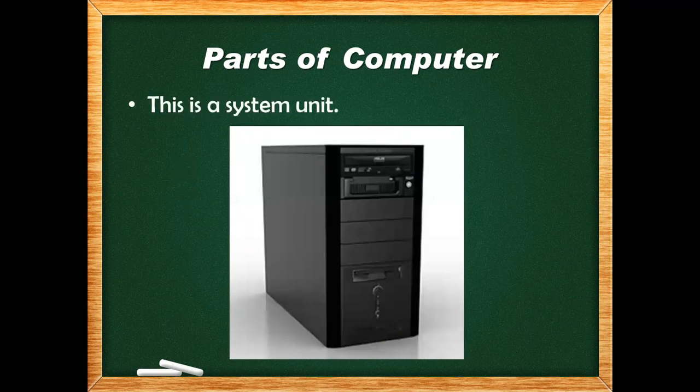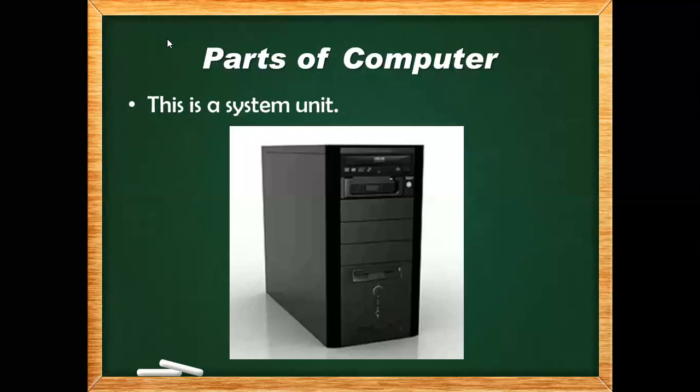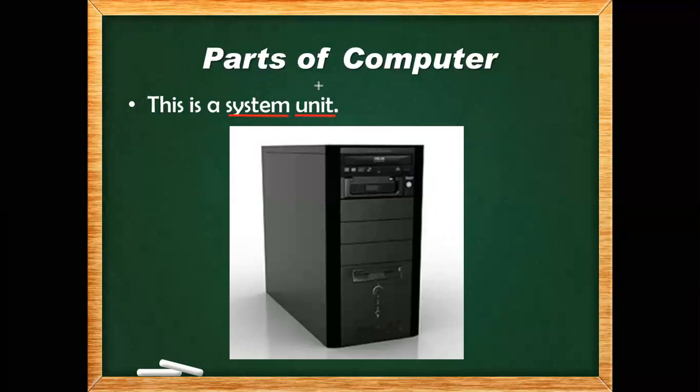So on page number 23, the first line has a dash. What is this? The word written there is system unit. This is a system unit. What is a system unit? I added a picture for you. This is a system unit. What do we call it? This is a dash. What do we call it?